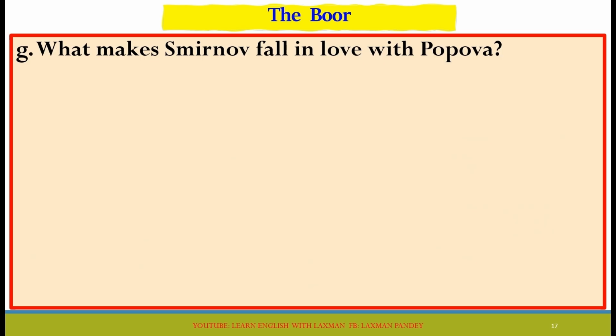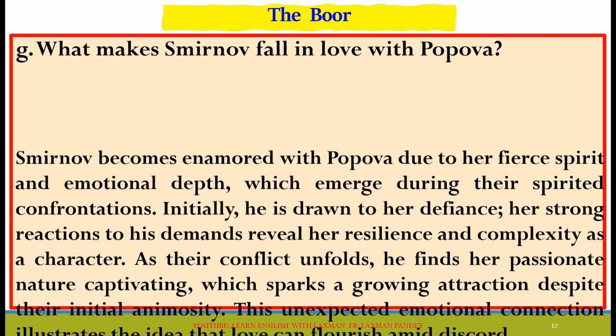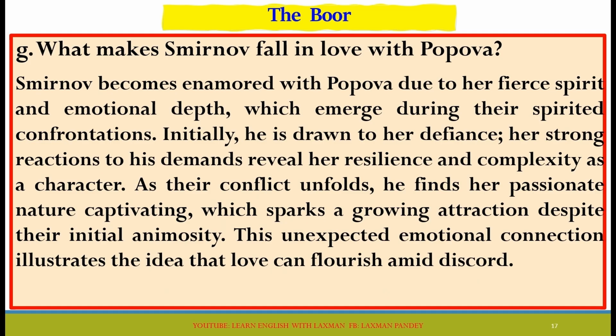What makes Smirnov fall in love with Popova? Smirnov becomes enamored with Popova due to her fierce spirit and emotional depth, which emerge during their spirited confrontations. Initially, he is drawn to her defiance; her strong reactions to his demands reveal her resilience and complexity as a character. As their conflict unfolds, he finds her passionate nature captivating, which sparks a growing attraction despite their initial animosity.